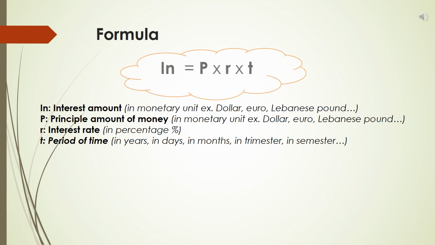The interest rate is always in percentage, and you should know that the interest rate is always per year. That means when they say 3%, they mean 3% per year. It is always per year. So the principal amount of money will surely be represented in a monetary unit. That means in dollars, in Lebanese pounds, in euros.